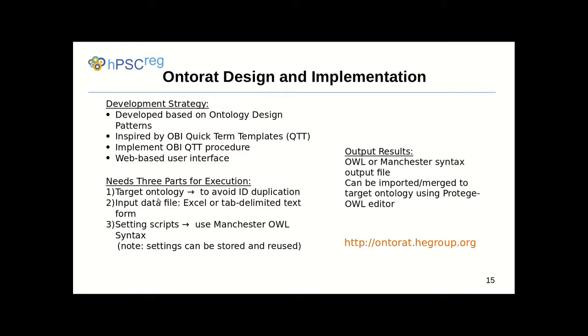And to use Ontorat, there are 3 parts needed for the execution. So first you have to define the target ontologies to avoid ID duplications. You have to have the input data file, so in Excel or in tab delimited text form, and you have to have defined the settings. It could be done with a script, and the settings can be stored and reused. And after you run the tool, you get an OWL file, output file, and you can also get an Excel sheet or a tab delimited text file that could be then imported again in a database to have the ontology IDs in a database. And this tool is freely available online at ontorat.hegroup.org.